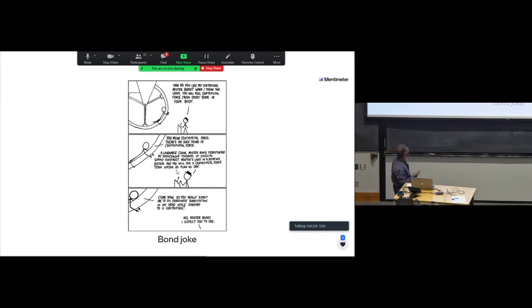It's a laughable claim, Mr. Bond. And then he says that you have to do a coordinate transformation to get the centrifugal force. And Bond says, come on, you do really want me to do coordinate substitution in my head whilst here? He said, no, Mr. Bond, I expect you to die. I don't expect any student to die because of these questions. So let's go to the next question.